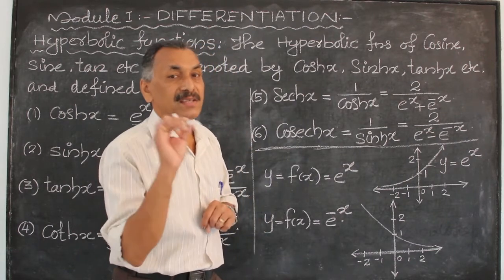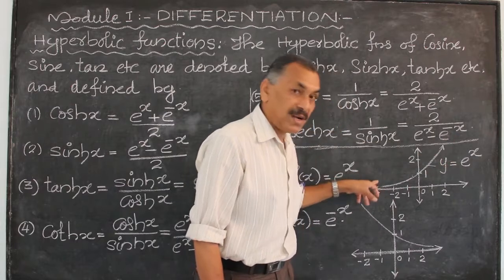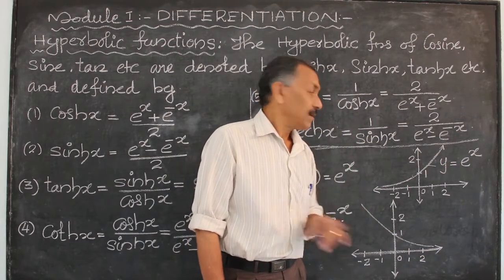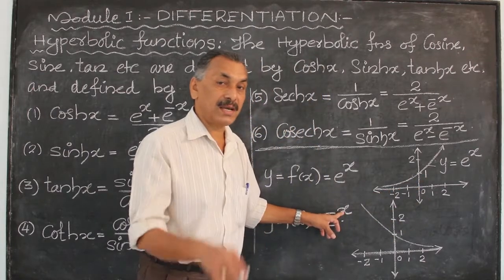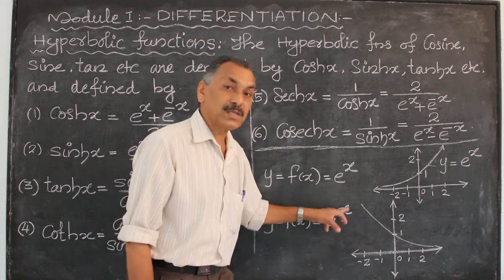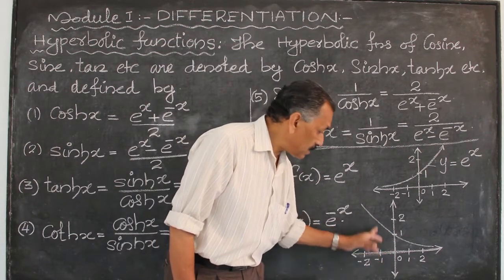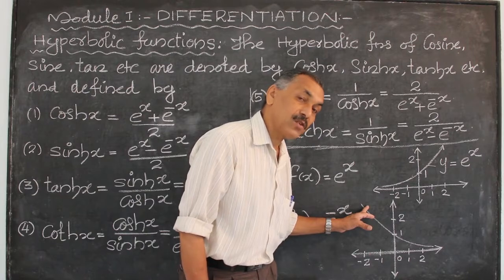Second, e raised to minus x. The graph of e raised to minus x is the mirror of this, running from left to right. When x is equal to minus 1, e raised to minus of minus 1 is e raised to 1. When x is minus 2, e square. When x is minus 3, e raised to minus of minus 3.